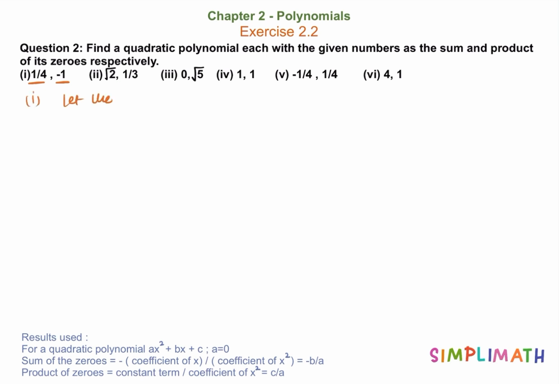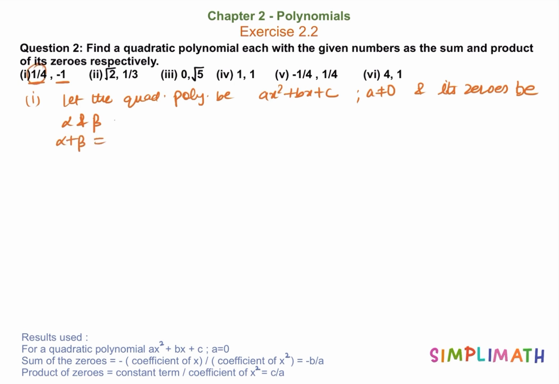Let the quadratic polynomial be, let us assume it to be ax square plus bx plus c, where a is not equal to 0, and let us assume its zeros to be alpha and beta. So here we are given the sum is 1 by 4. So the sum of the zeros is 1 by 4 and the product of the zeros is minus 1. Now if you note from here, we have the sum of the zeros as minus b by a and the product of the zeros as c by a.